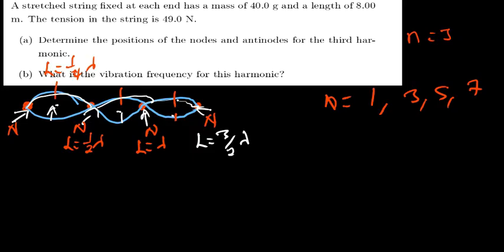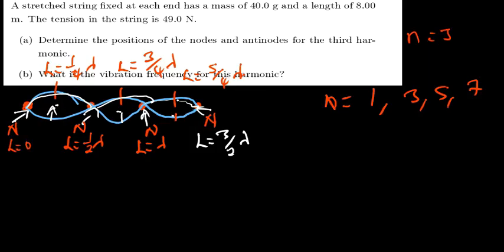So n can be anything, can be the odd number 1, 3, 5, 7. Now if n is equal to 1, then it's this part which I have here. Then the second part is going to be L equal to 3 over 4 lambda. The third is going to be 5, so here L will be equal to 5 over 4 lambda. Now we want to find the position. To find the position of the node and antinode, we need first to find lambda. We don't have anything there.